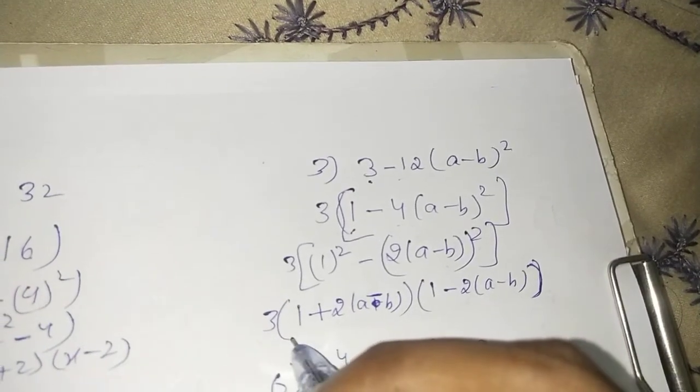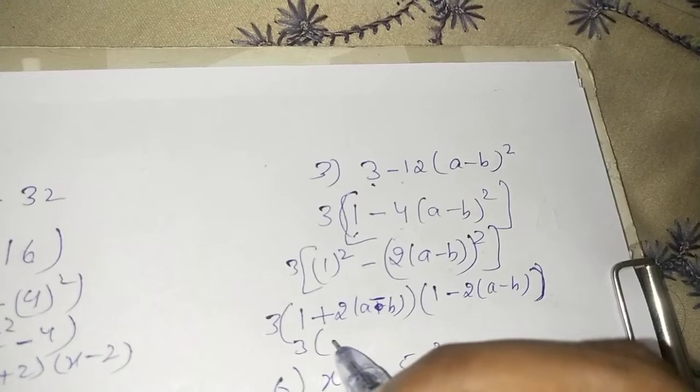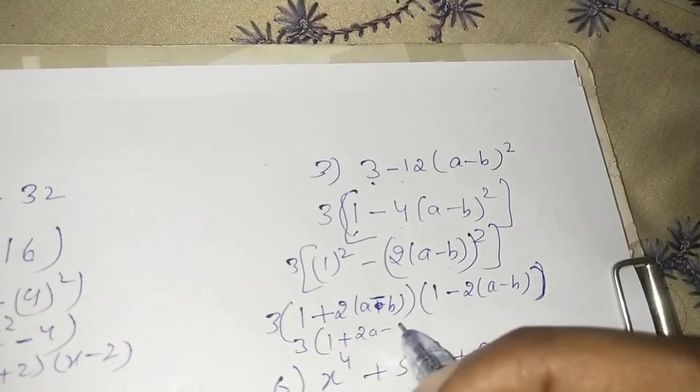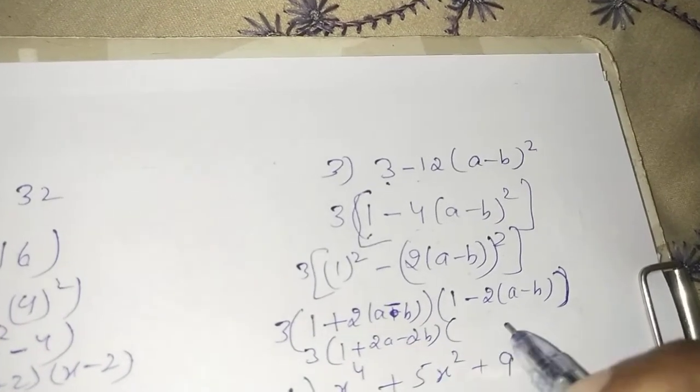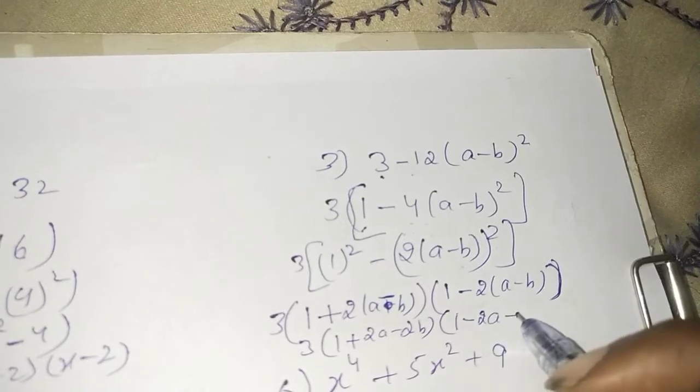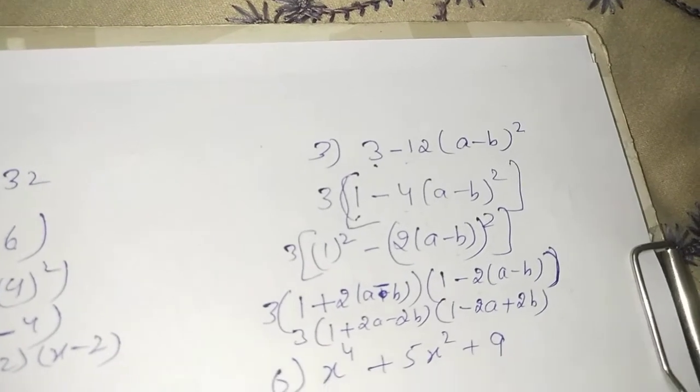So that means we'll be getting 3 into 1 plus 2a minus 2b in one bracket and 1 minus 2a plus 2b in another bracket.